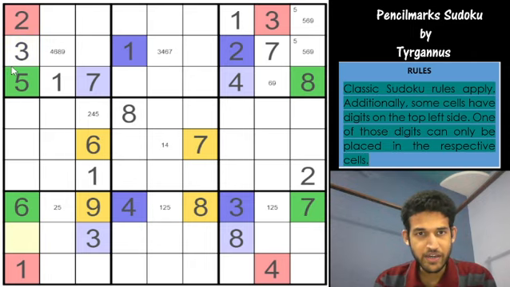Okay, look at this cell in column 1. It cannot be 1, 2, 3, 5, 6. So it can only be 4, 7, 8, 9. 8 and 9 are ruled out. So that is 4 and 7. Okay, let me look at this column.